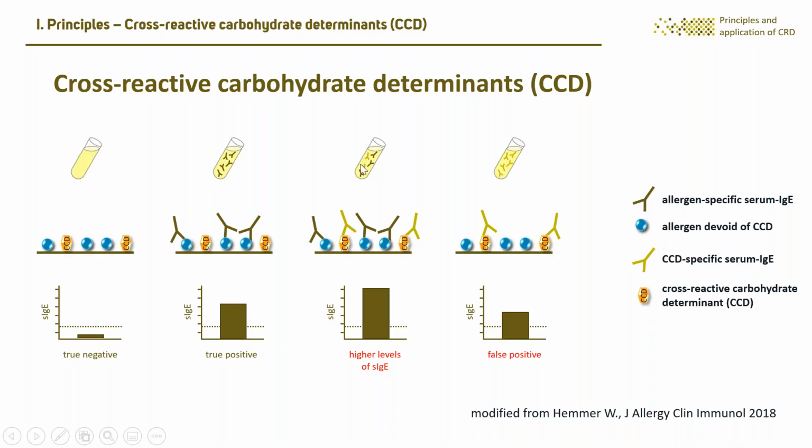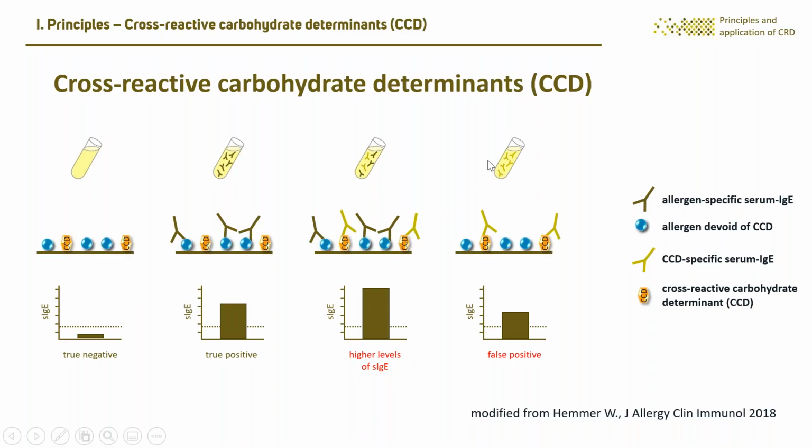The problem starts here. In this example, the patient has IgE both to the allergen molecule, to the protein, but also to the sugar moieties in his serum. And in such a case, you will obtain a result which is essentially a true positive, but the level of IgE which you are going to measure will be too high.